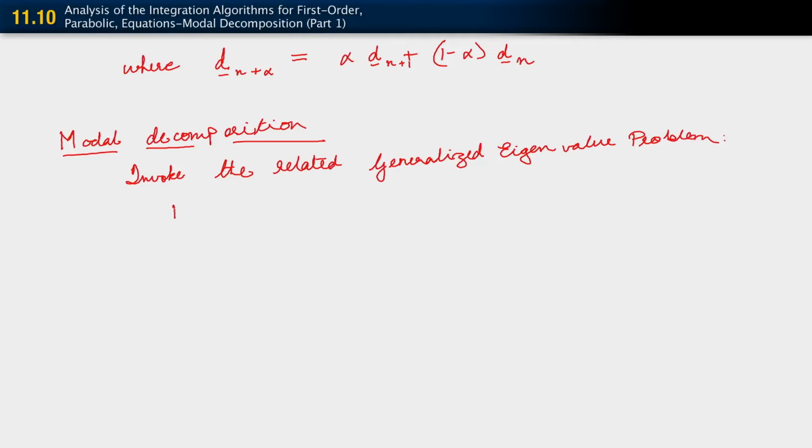I'm going to write it as M, for a vector here, let me not use D, but let me use phi. So the problem we want to look at is M phi equals lambda k phi.